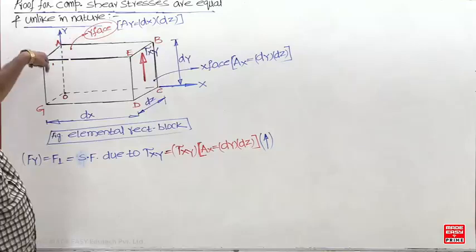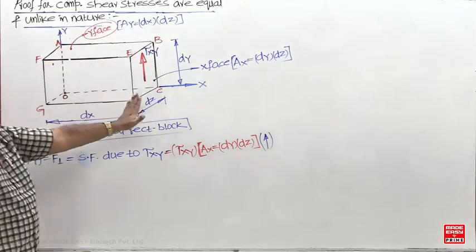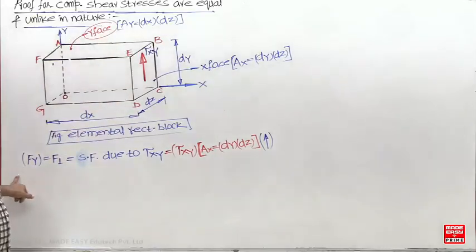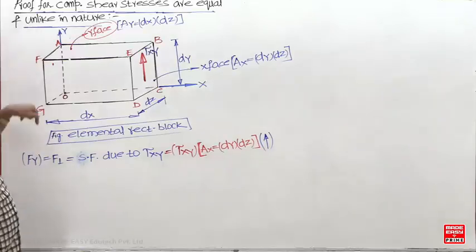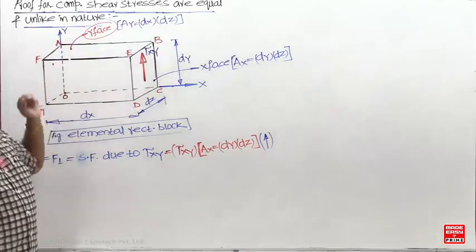Then we need a force in the downward direction. This force I am getting upward, in the y direction. If the sum of the force in y direction should be 0, a downward force is required. These two are of the same area.